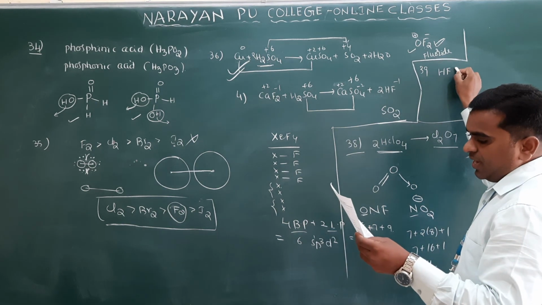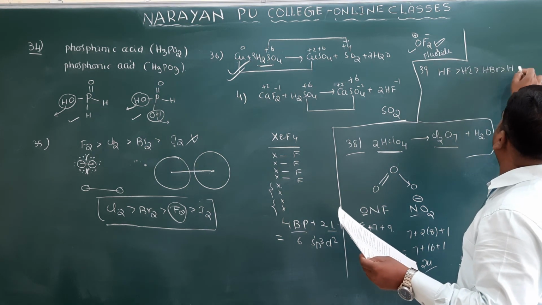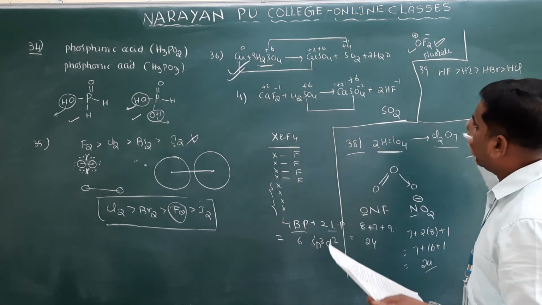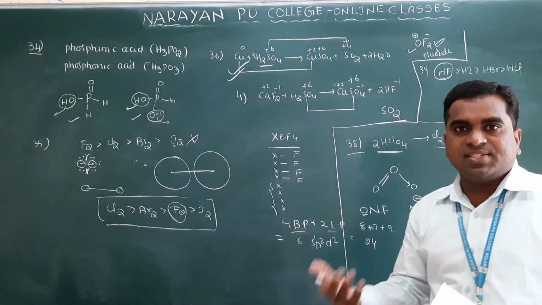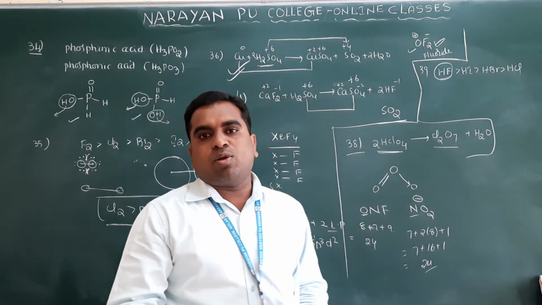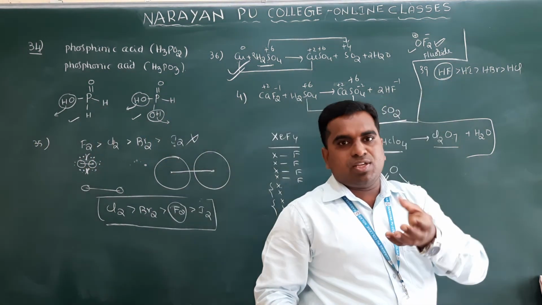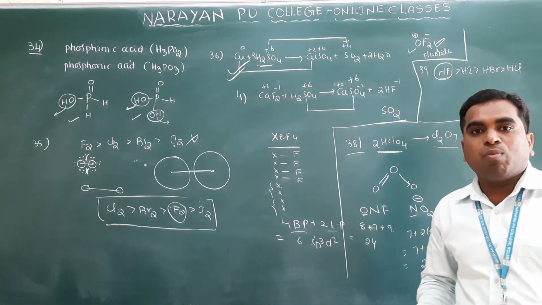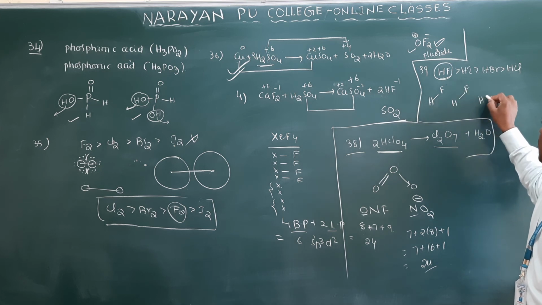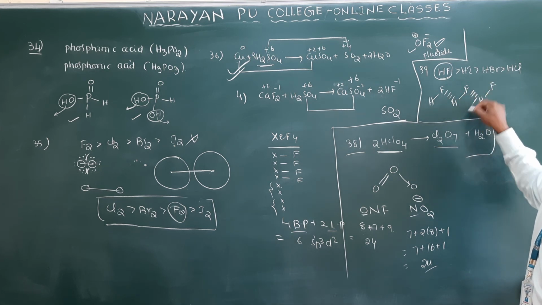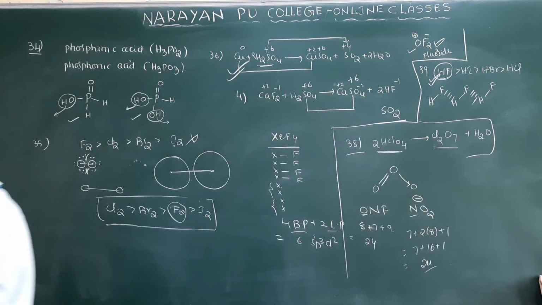Clear? So what they have given? HF is greater than HI is greater than HBr is greater than HCl. Actually, HF should get the lowest boiling point, because as the size increases, van der Waals forces increase, and automatically melting and boiling points also increase. But the HF molecule, being a very small molecule, still has a high boiling point. Because of what? Because of hydrogen bonding. Due to this hydrogen bonding, the HF molecule will have a high boiling point. So option 2 is the correct one.